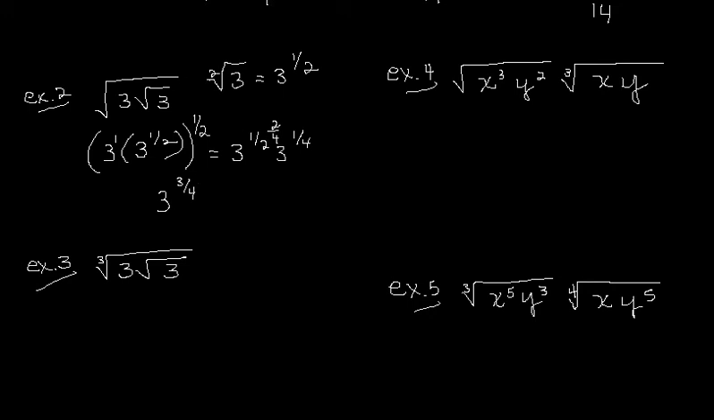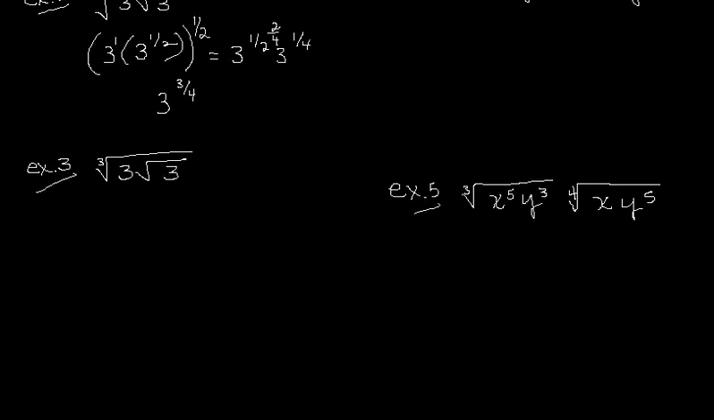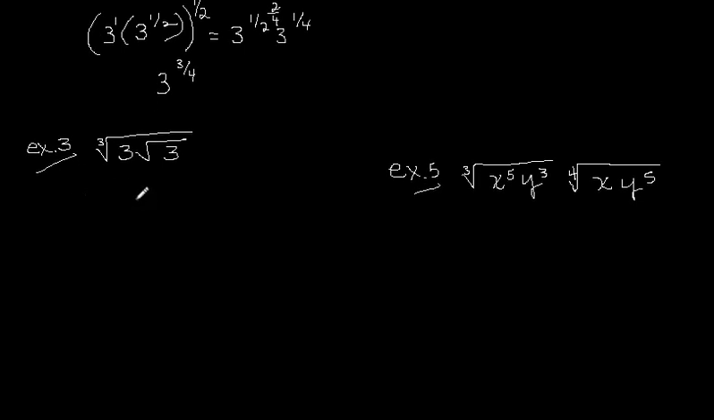Let's try another one. Let's go to example 3 here. We're going to start from the inside. So the square root of 3 is 3 to the 1/2 power, and we're going to keep that in parentheses. And then we have a 3 out front. Both of these are under a cube root, so it's going to be to the 1/3 power. Remember, this is on the seat, so it goes on the bottom. And then we multiply our exponents, so we get 3 to the 1/3 and 3 to the 1/6.